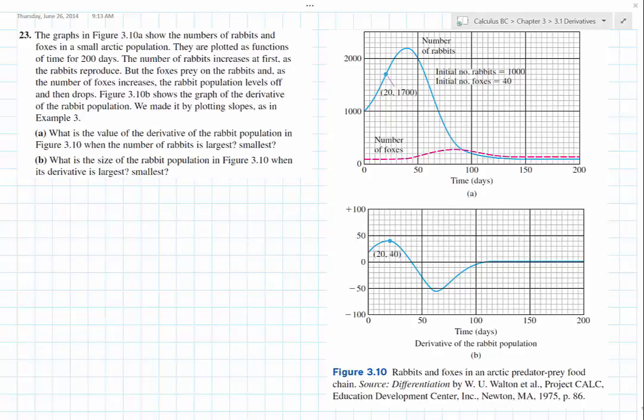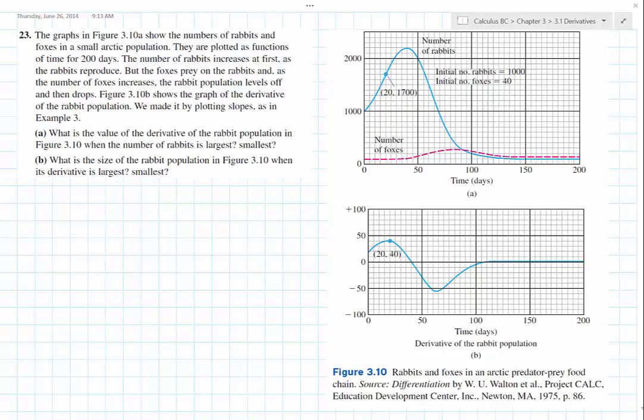Okay, here's problem number 23 from section 3.1. We're given this graph which shows over time the population of rabbits. It seems as though they started out with 1,000 rabbits and they steadily gained to over 2,000 rabbits, and then there's a decline on that blue line.